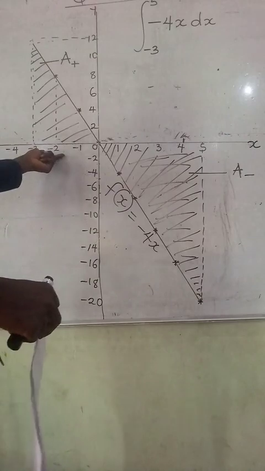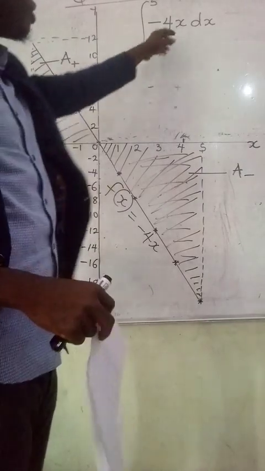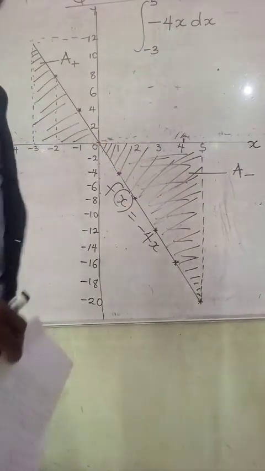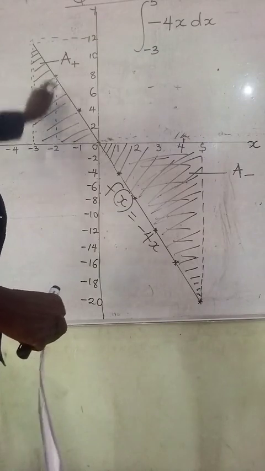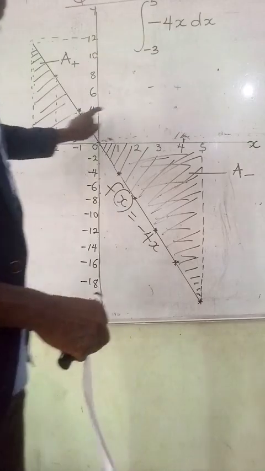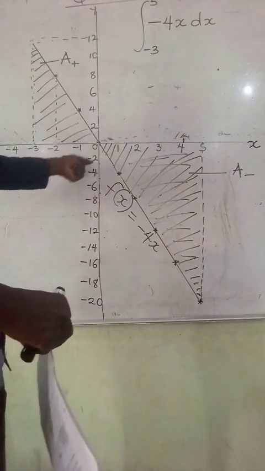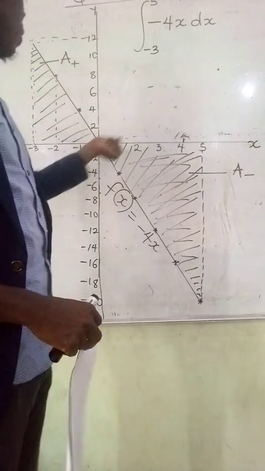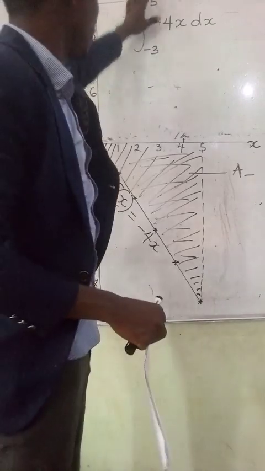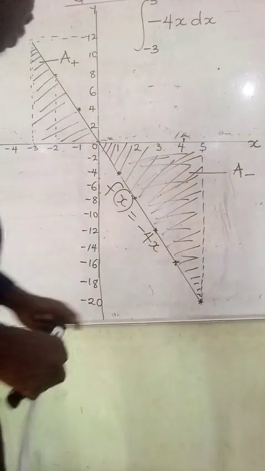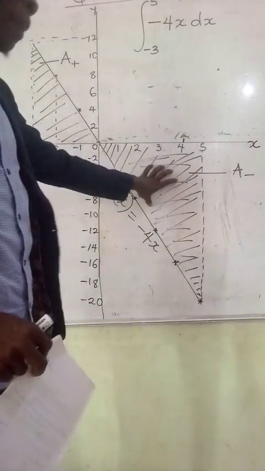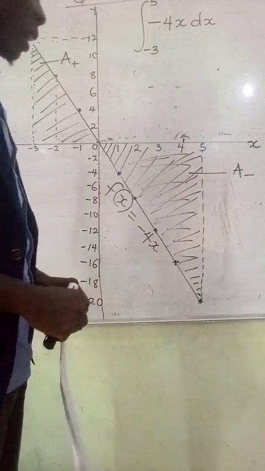When we insert the next boundary value of minus 2 into f of x, we're going to have the value of y to be equal to 8. Then minus 1 multiplied by minus 4 will give us positive 4. Then 0 multiplied by minus 4 will give us 0, and so on and so forth. When you insert all these boundary values, you're going to get the corresponding values of y, which will give you a linear graph. Now we have two regions bounded by the x-axis and the curve.